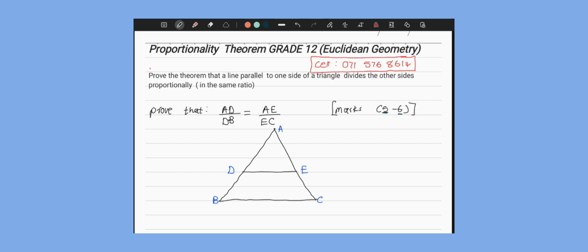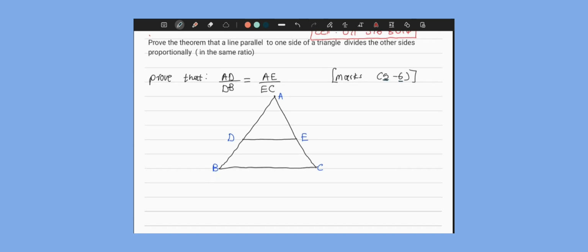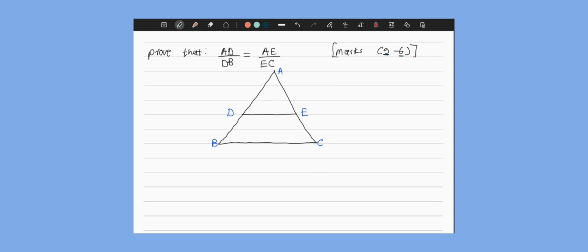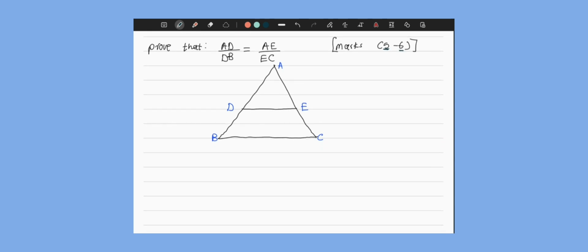Prove the theorem that a line parallel to one side of a triangle divides the other sides proportionally in the same ratio. On your exam paper, they will just give you the diagram and something like this. They will need you to prove that AD divided by DB is equal to AE divided by EC, together with this triangle here.